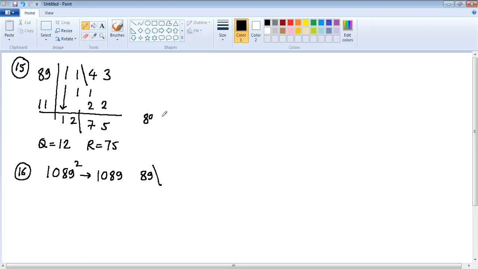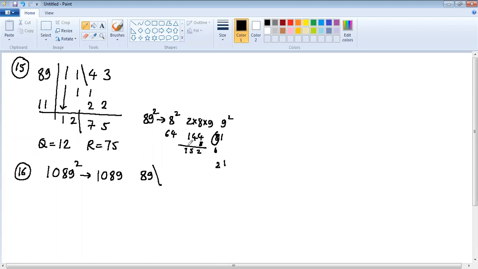Sorry, 89 square you can find using squares of any 2 digit number. 8 square, 2 into 8 into 9, 9 square. This is 64. 8 into 9 is 72, into 2 is 144, and 9 square is 81. So this 8 will add here, that is 152. So out of that, I'll take number here.